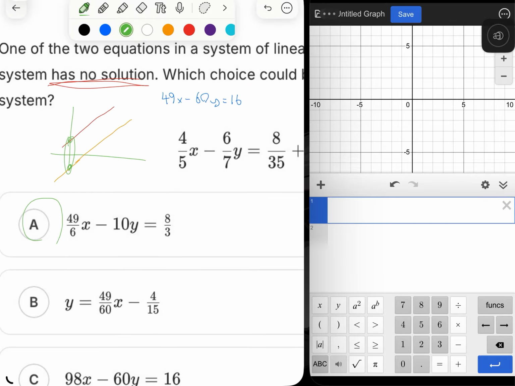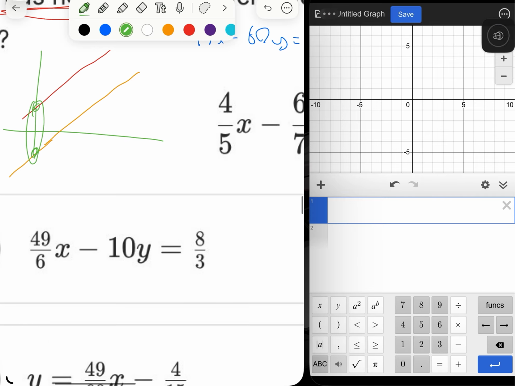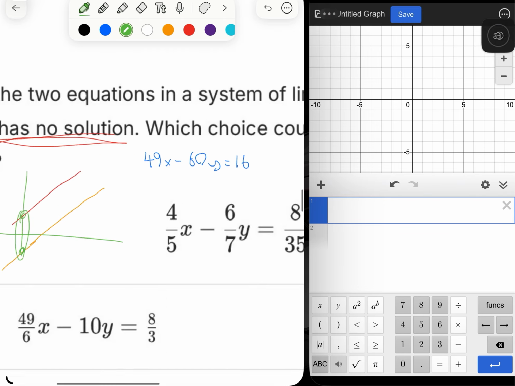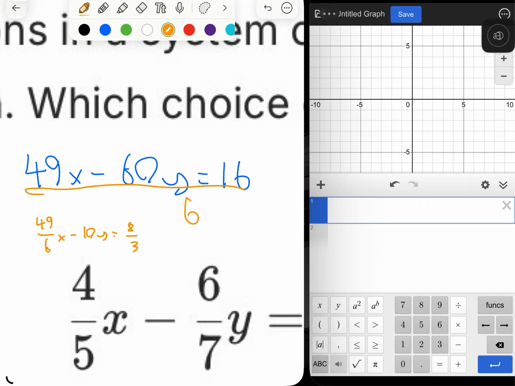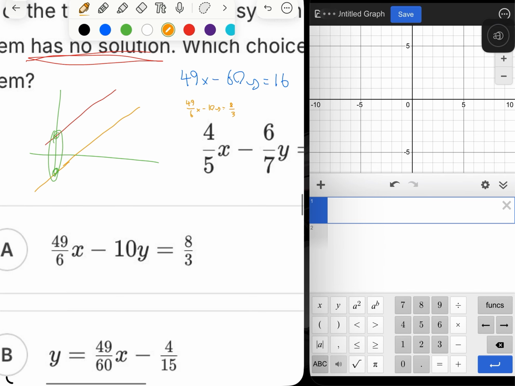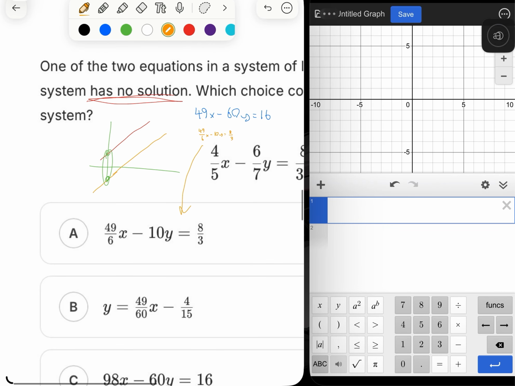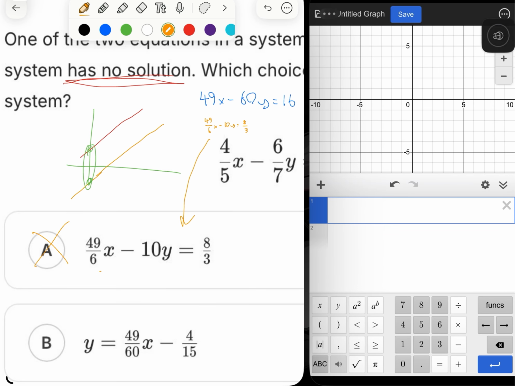So this first one, A here, you're dividing by 6, 49 divided by 6, so let's divide everything here by 6. So 49 over 6x minus 10y equals 8 over 3. If you divide all of this by 6, you realize that you get the same equation. So it can't be A, because this would actually make the system have infinite solutions. It's the same exact equation.